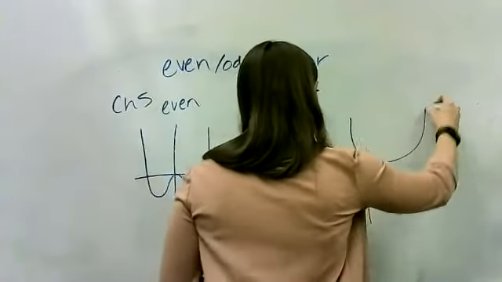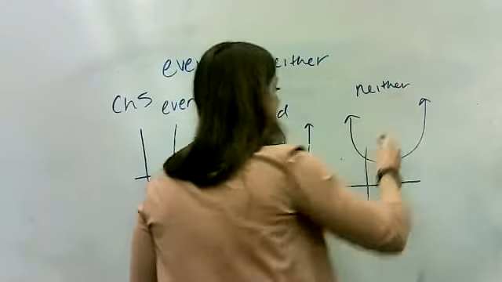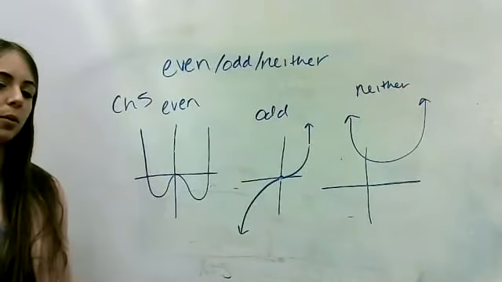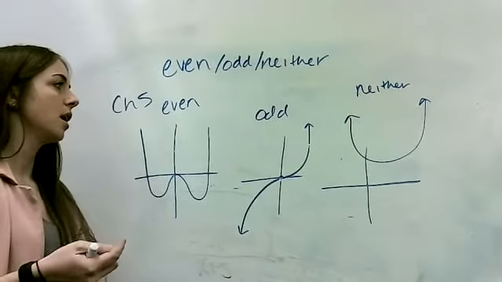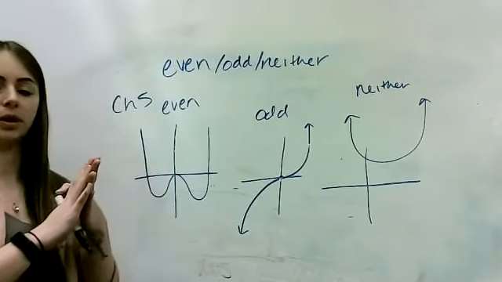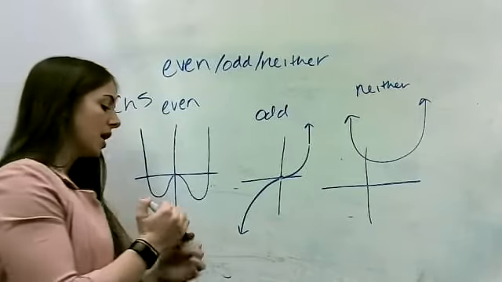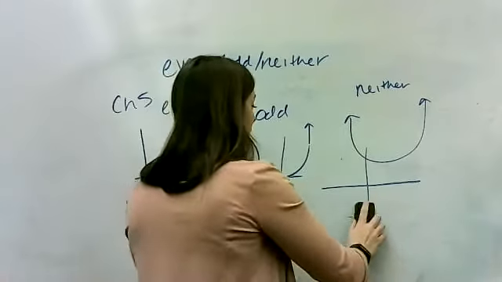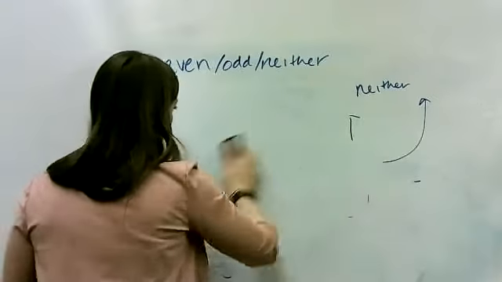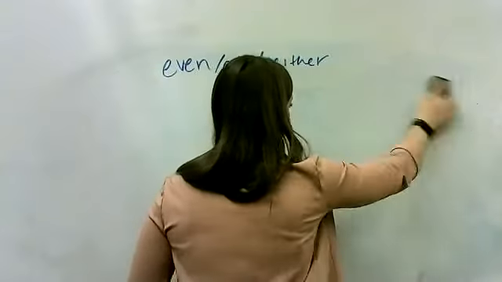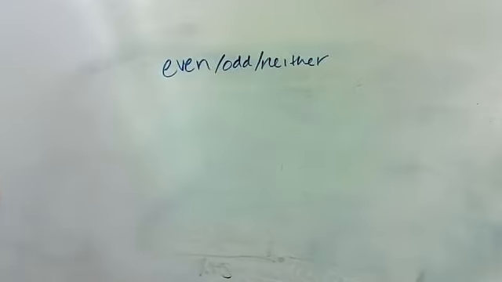If something has no symmetry, like this function, it's neither, right? There's no symmetry about the origin or the y-axis. If I folded it in half, it would not match up. If I spun it around, it also would not match up. That's what it looks like graphically, sorry, not algebraically. Algebraically is what I'm a little bit more concerned with. I think just looking at those two things, you'd be able to tell graphically.